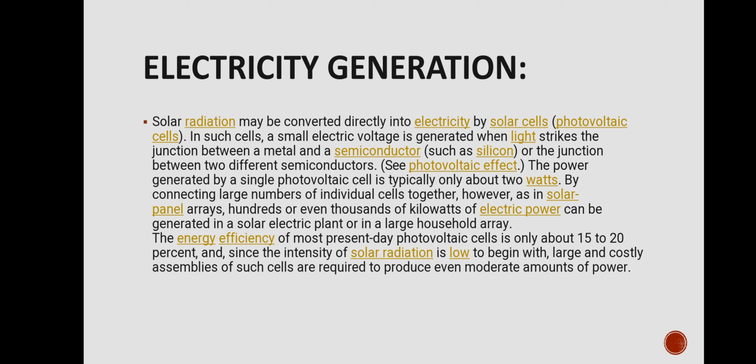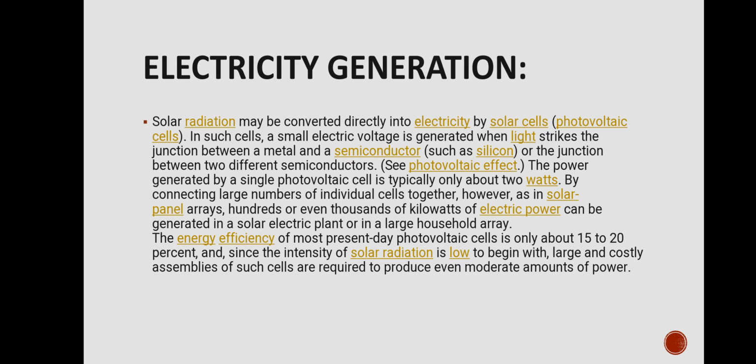The power generated by a single photovoltaic cell is typically only about 2 watts. By connecting a larger number of individual cells together, as in solar panel arrays, hundreds or even thousands of kilowatts of electricity can be generated in a solar electric plant or in a large household array.